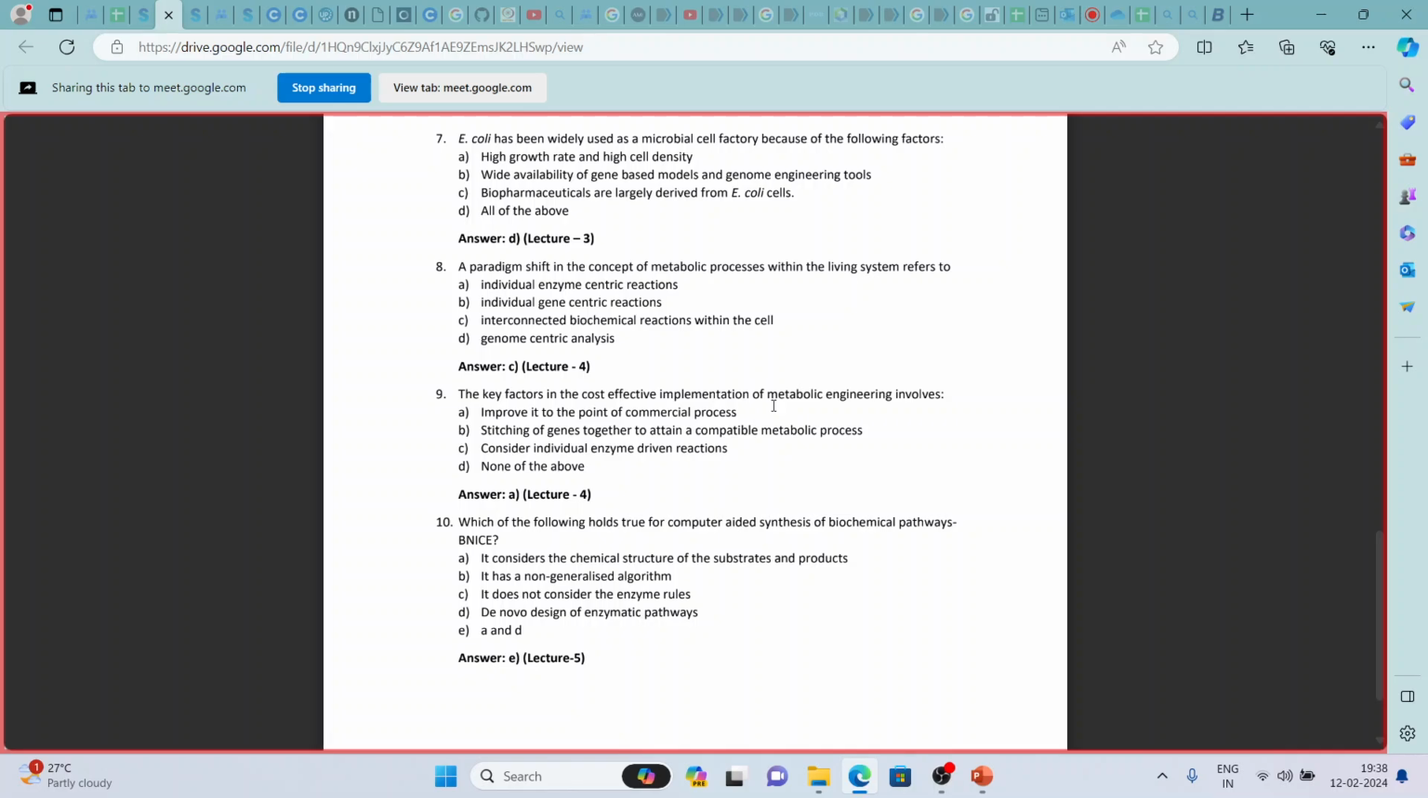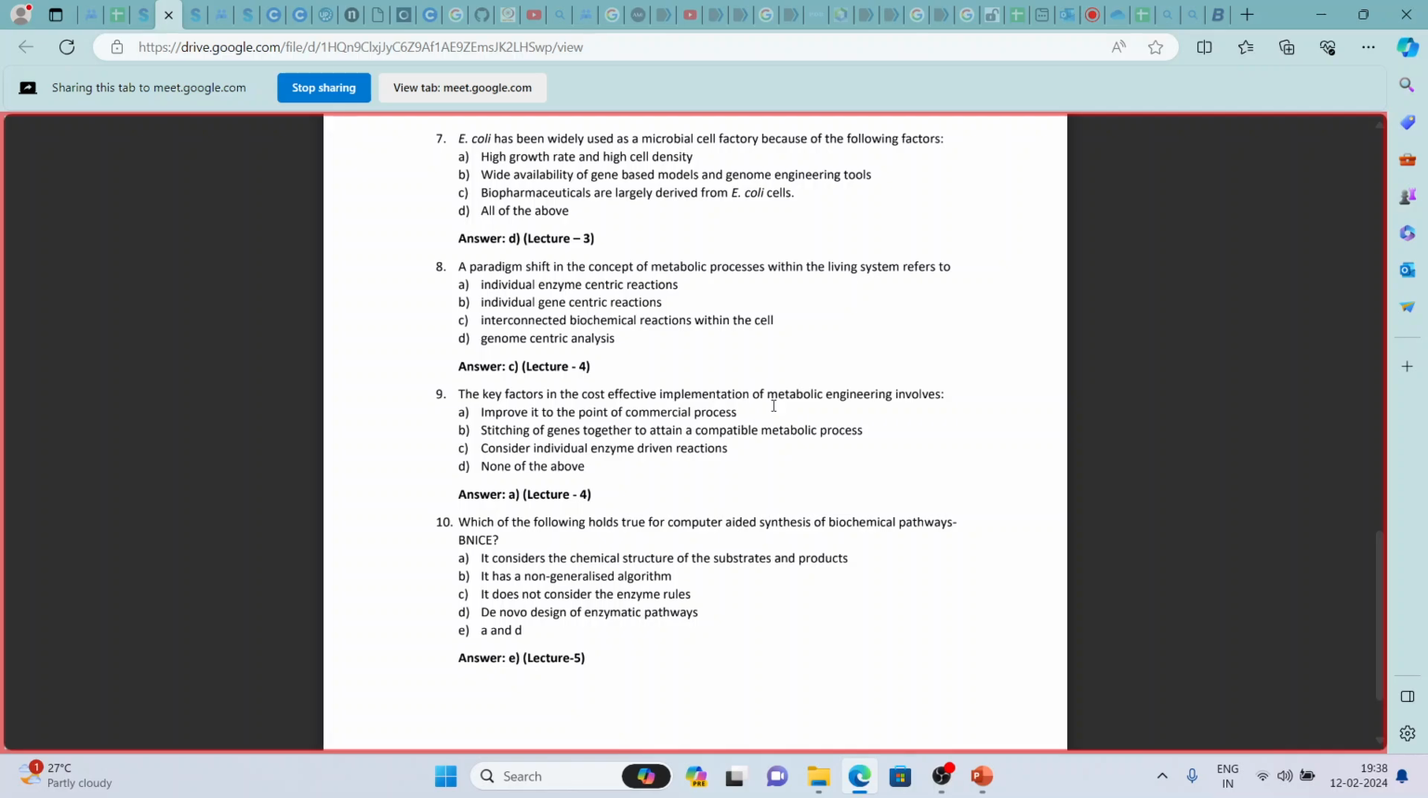Question 10, which of the following holds true for computer-aided synthesis of biochemical pathways, which is BioNICE? The options are: it considers the chemical structure of the substrates and products. It has a non-generalized algorithm. It does not consider the enzyme rules. De novo design of enzymatic pathways. And option D, A and E.